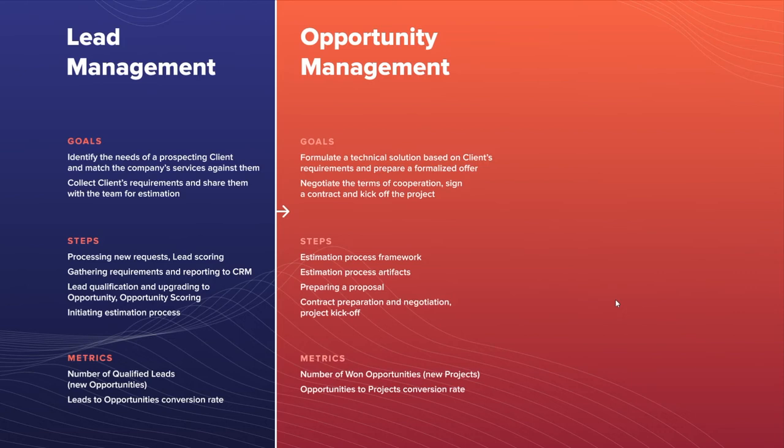The primary goal of the opportunity management process is to formulate a technical solution based on the client's requirements and come up with a formalized offer. The estimation team, which includes pre-sale coordinator, pre-sale analyst, technical experts, quality assurance experts, designers, and others, analyzes the requirements shared by the sales manager and works out a solution that best fits the client's needs. Sometimes we even come up with several solutions that can be different in terms of the cost of implementation.